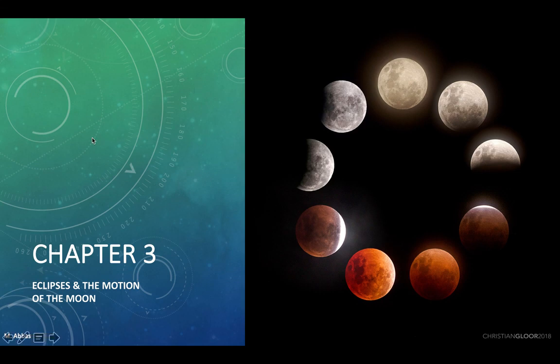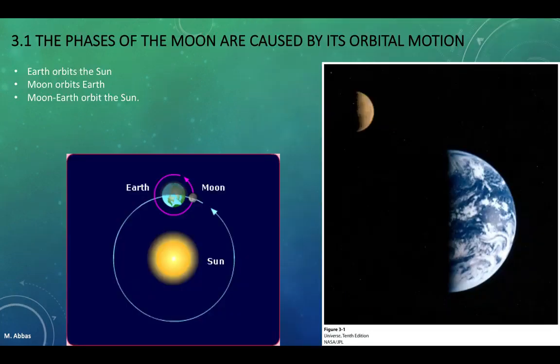Okay, so today we're gonna discuss chapter 3. Chapter 3 is about the eclipses and the motion of the moon. We're gonna be talking about the two types of eclipses, and we're gonna be discussing some of the motions in our solar system.